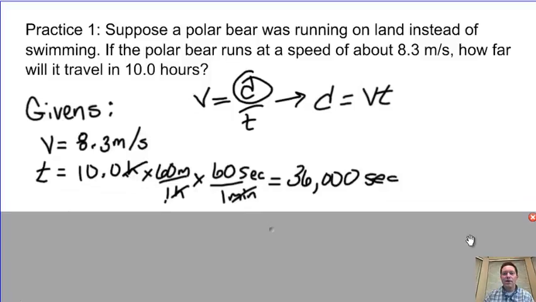Alright, so our givens, listing those out. Velocity is 8.3 meters per second, which we get from the problem, and our time is 10 hours. However, our units for the velocity are in meters per second, so we're going to have to do a little conversion. We're going to take that 10 hours and convert it to seconds. To convert from hours to minutes, we would multiply by 60, and that's going to cancel my hours. I'm going to multiply by 60 again, that'll cancel my minutes, and I'll be left with seconds.